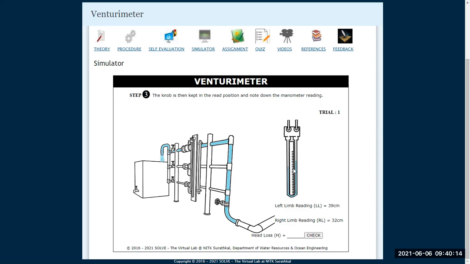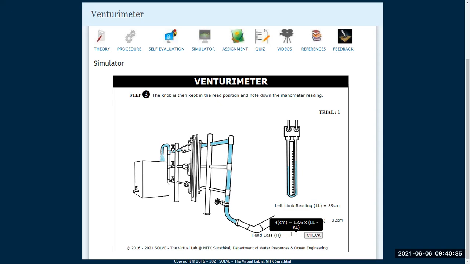You can see the left limb is giving 39 centimeter and the right limb is giving 32 centimeter. The difference between these two limb readings will give you the head loss. So that is 39 minus 32, so you will get 7 centimeter. You can see here it is showing the head loss formula.